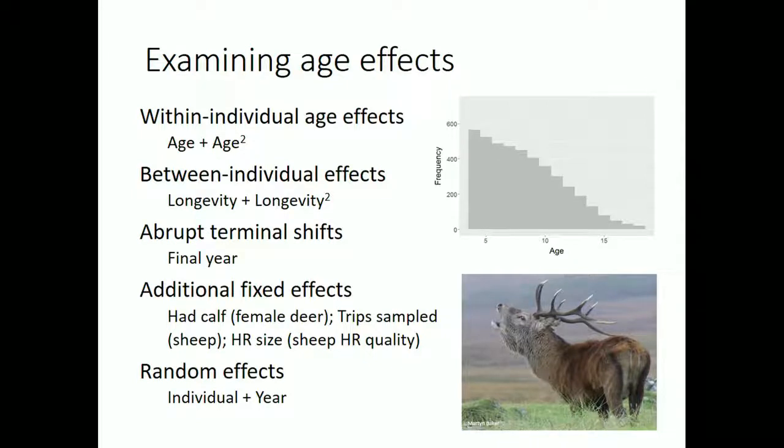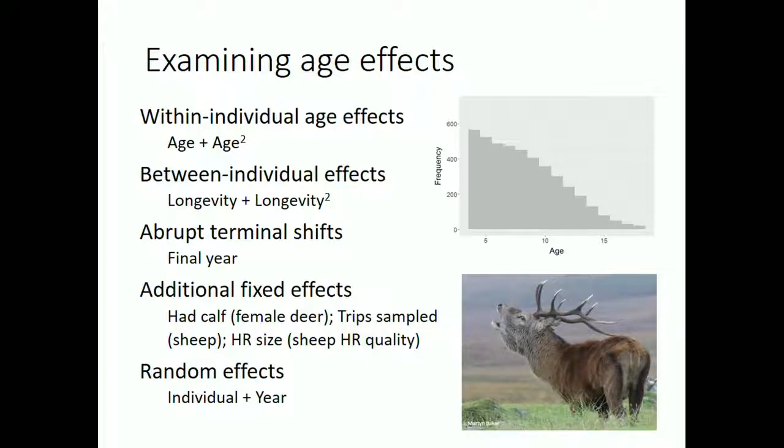So we included longevity and its squared term in our model to account for the selective disappearance of individuals in our population. And that means when we include age and age squared in our models, we're looking at within-individual aging effects, which is what we're interested in if we're thinking about senescence.